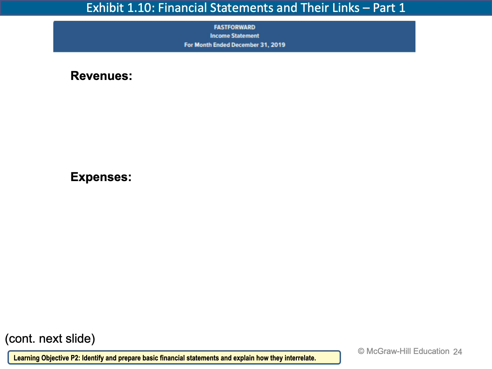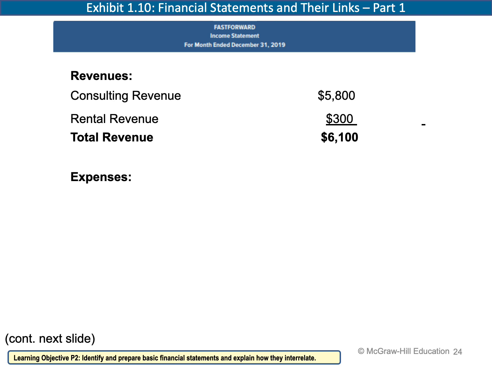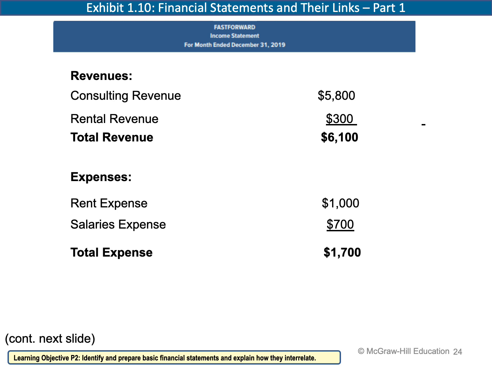First, you need to list all of the revenues of the company under revenues. So we have here consulting revenue and rental revenue. Then I'm going to take the total revenue. Under the expenses, I'm going to list all of the expenses that I have in the company. In our case, we have rent expense and salaries expense. Then I'm going to take the total expenses.